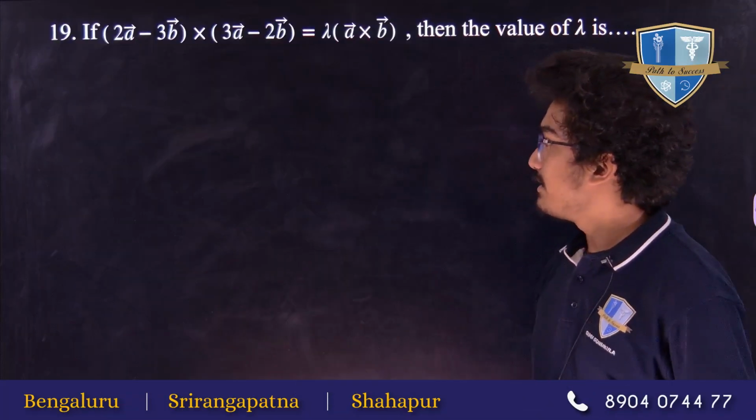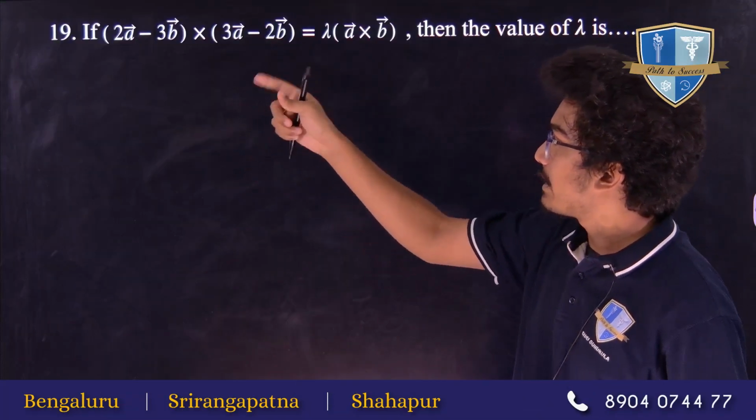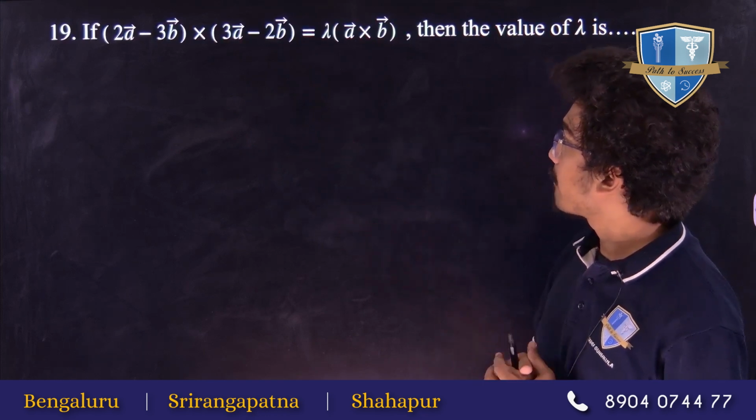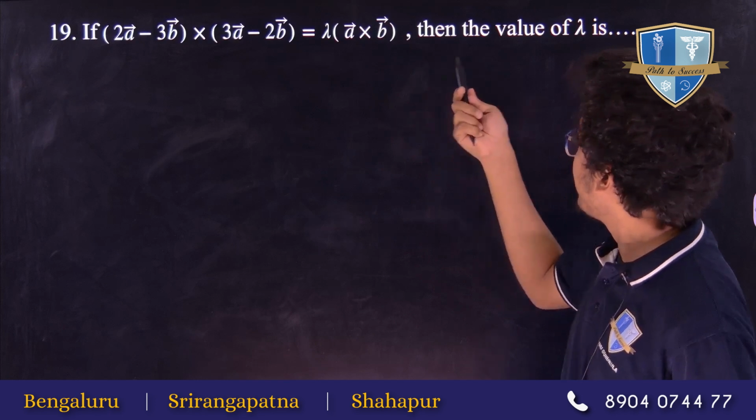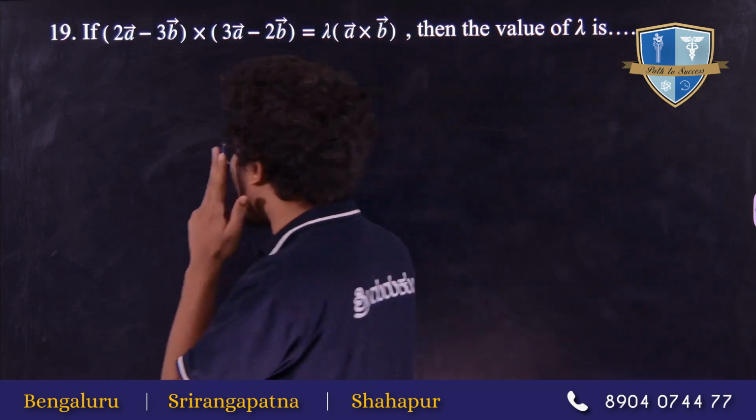So our next question is, if (2a vector minus 3b vector) cross (3a vector minus 2b vector) is equal to lambda times a vector cross b vector, then the value of lambda is. So let's open these brackets.